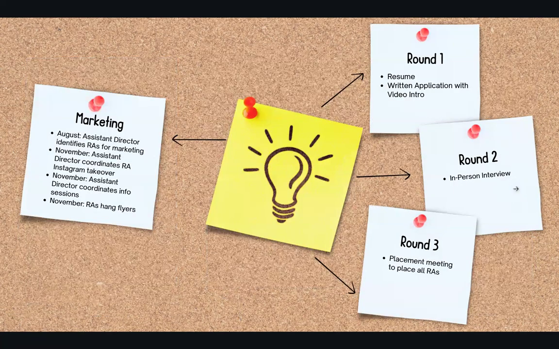We start off by marketing the position. Over the summer, Assistant Director Wynn will put a call out for RAs who are interested in being featured on the marketing flyers. Flyers are hung in November by the RA on duty in each community and office assistants in academic buildings. Then, Wynn coordinates the Instagram takeover. Around this time, Wynn will also coordinate the information sessions. We'll talk more about them on the next slide.